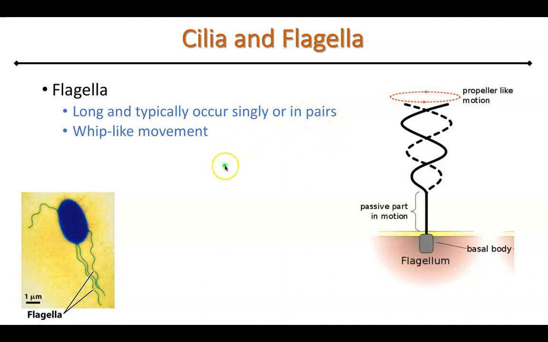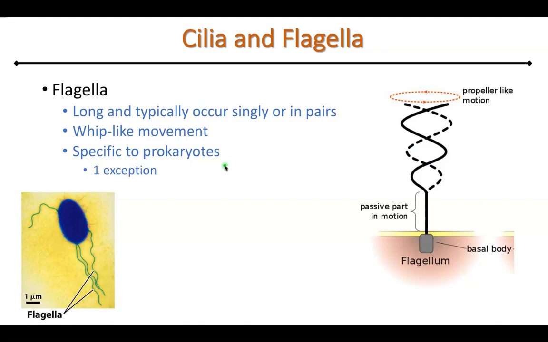Flagella are going to move in a whip-like or wave-like fashion. So think of a wave going up and down. Flagella move that way because it's useful for movement. So flagella is specific to movement. If you were to cut off the flagella of bacteria, it would not move at all. That's because flagella is important for movement.